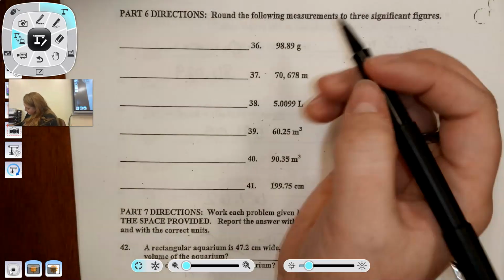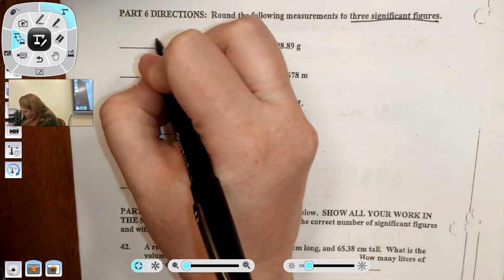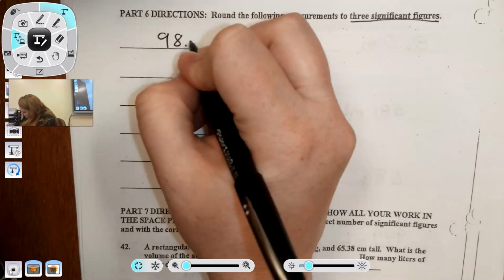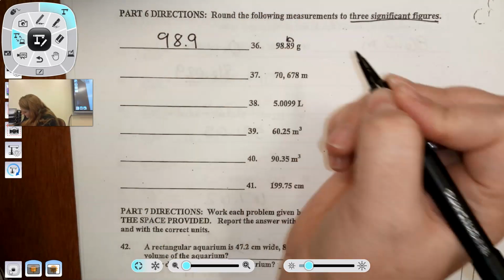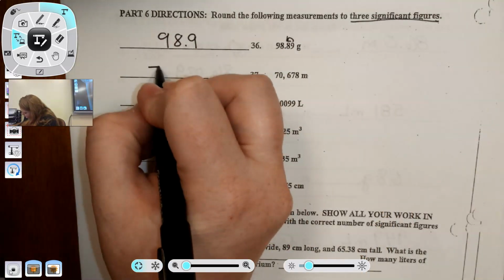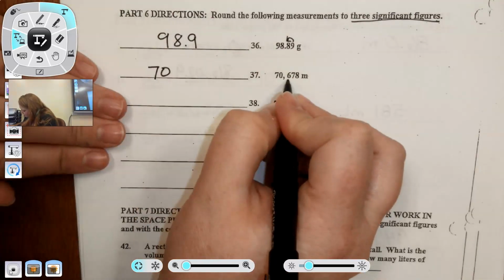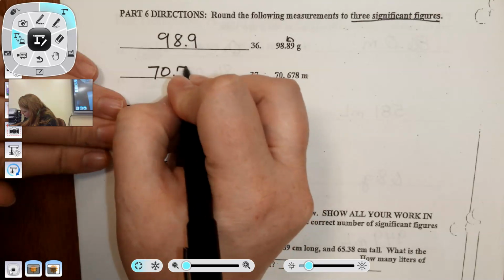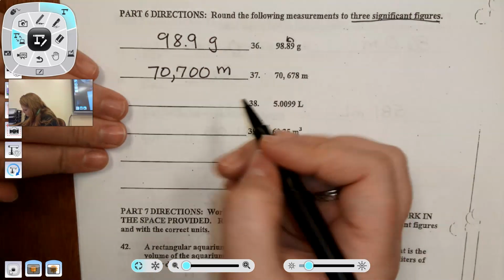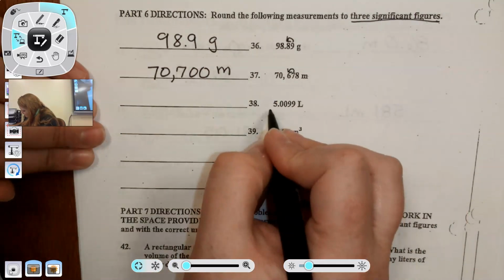All right, part 6, round the following to 3 sig figs. So we're just rounding. This one's going to be 98.9. That 9 rounds that digit up. This is going to be 70,000. We can't change the number. We're only changing the number of sig figs. So that's grams, that's meters. This 7 made that round up to a 7.